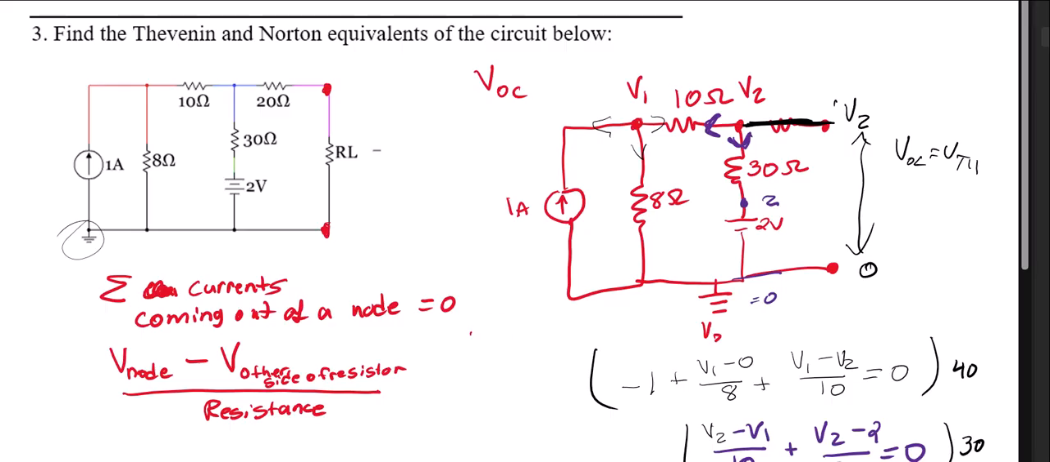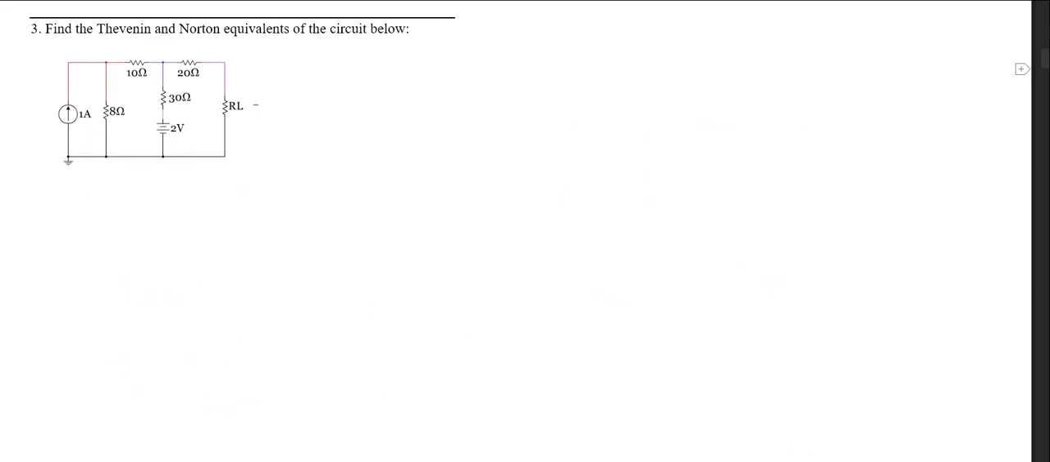So to find R Thevenin, we take our original circuit, and I disable, yes.